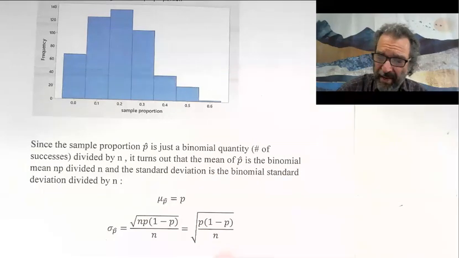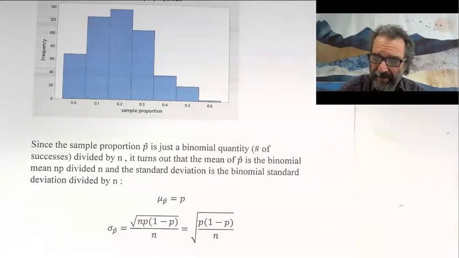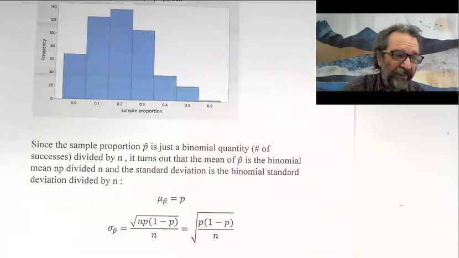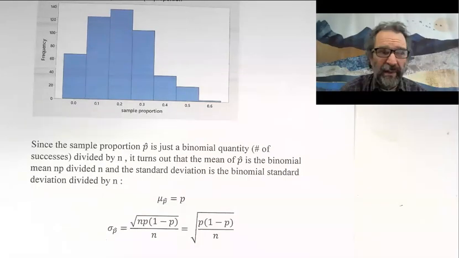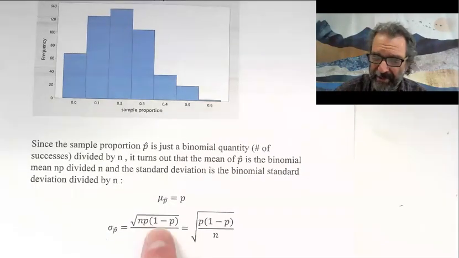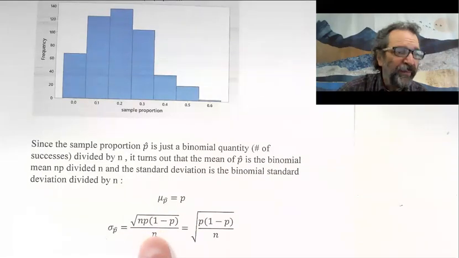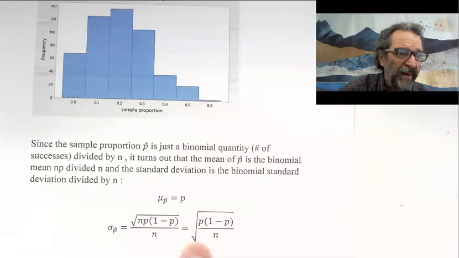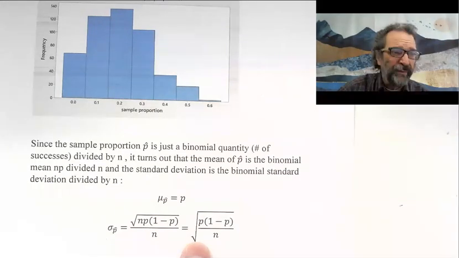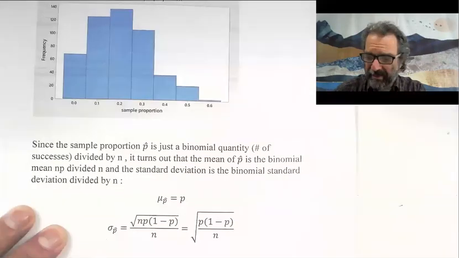So we have, for binomial, the mean is NP. For proportions, the mean is P. For binomial, the standard deviation is the square root of NP(1 minus P). And then for proportions, the standard deviation is the square root of P(1 minus P) divided by N. So those are just things that we'll be using over and over again. Okay, making headway.